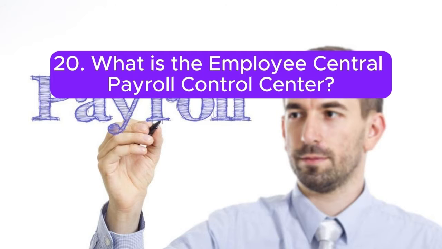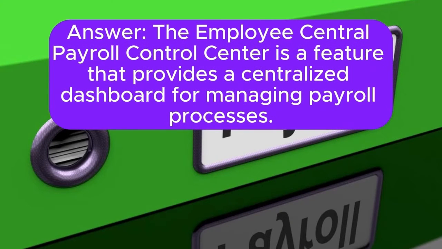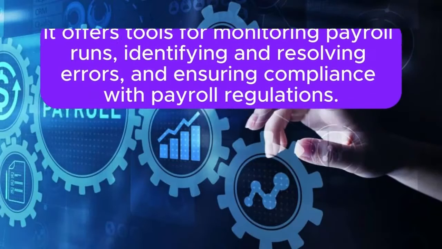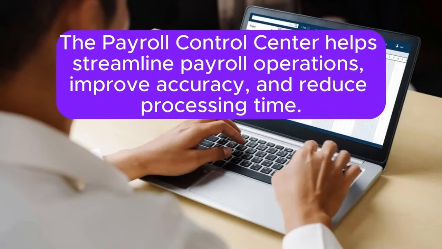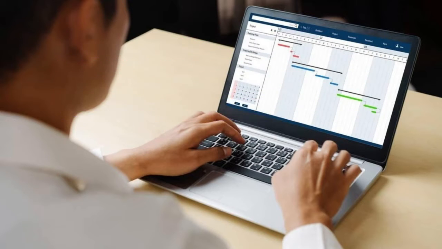20. What is the Employee Central Payroll Control Center? Answer. The Employee Central Payroll Control Center is a feature that provides a centralized dashboard for managing payroll processes. It offers tools for monitoring payroll runs, identifying and resolving errors, and ensuring compliance with payroll regulations. The Payroll Control Center helps streamline payroll operations, improve accuracy, and reduce processing time.